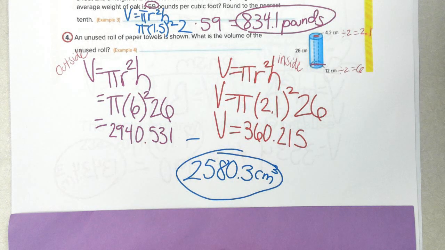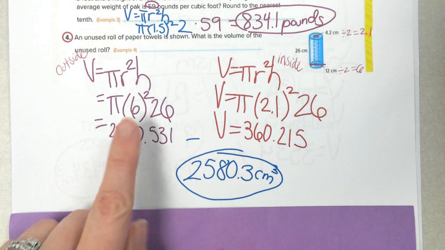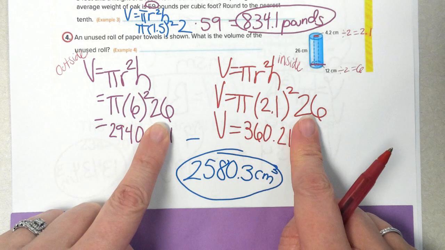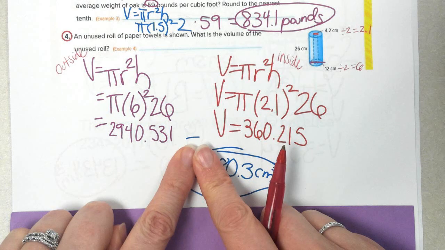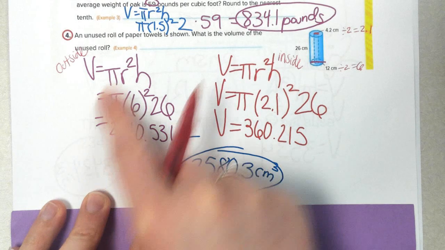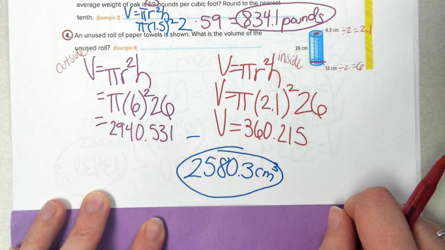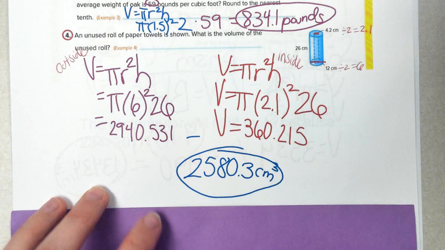Okay, so this had a lot of parts where you could accidentally make a mistake. Maybe you had the radius wrong, maybe you had the height wrong, maybe you accidentally multiplied wrong, maybe you accidentally added instead of subtracted. So make sure you're looking through all of the work if you made a mistake and see where your mistake was.